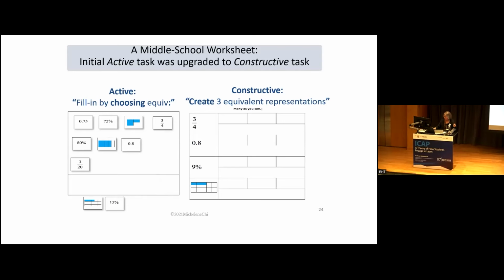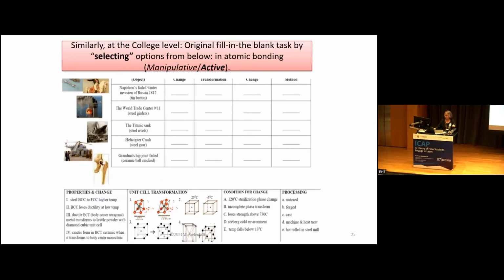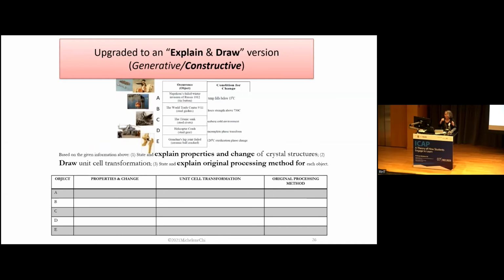So this upgrades it. Now I'm going to show you the same kind of change from an engineering professor. Here's one activity the engineering professor did at the college level where you have to fill in the blank on top by choosing the properties to change, the unit cell transformation, and so on. Same thing, you just choose the option it's given you. And after he learned about ICAP, he changed it to explain a Java version. So you're not choosing, instead you have to explain the original processing method and so on. Very simple change.